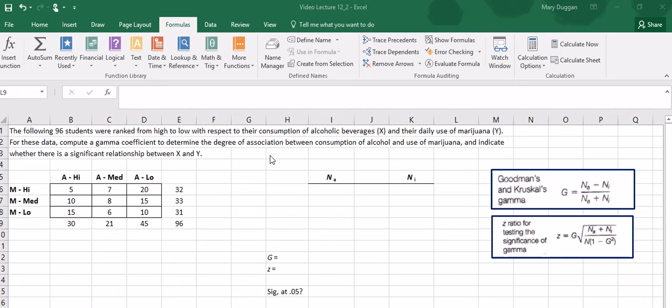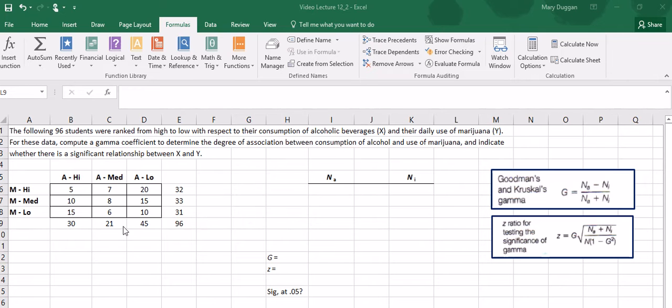The following 96 students were ranked from high to low with respect to their consumption of alcoholic beverages, X, and their daily use of marijuana, Y. For these data, compute a gamma coefficient to determine the degree of association between consumption of alcohol and use of marijuana, and indicate whether there is a significant relationship between X and Y.